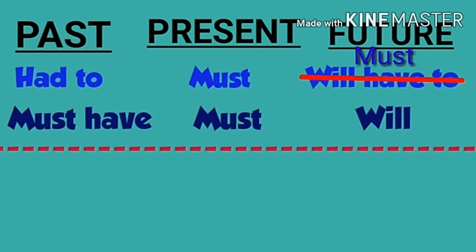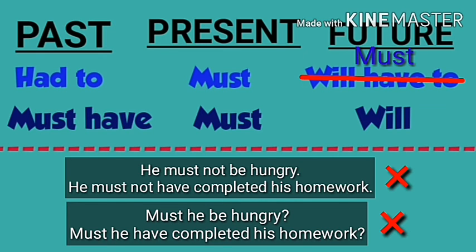But we can use will in negatives and interrogatives. So these sentences are incorrect. He must not be hungry. He must not have completed his homework. Must he be hungry and must he have completed his homework.